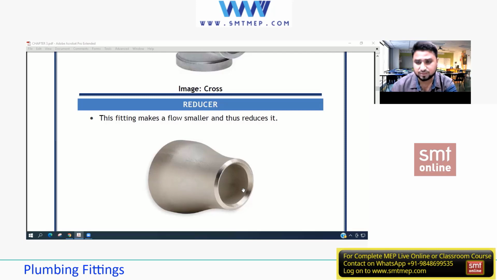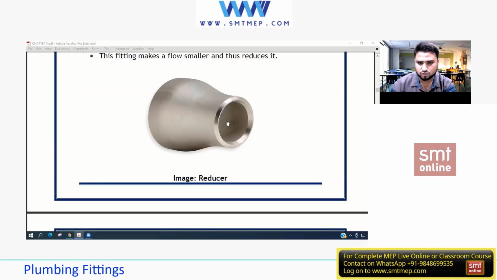Okay. And in this reducer also, we do have two different kinds of reducer. One is concentric and one is eccentric. Yes or no? Anyone? Yes, sir. This fitting makes the flow smaller and thus reduces it. That means when the water or the fluid is passing by, the fluid is becoming small, or else I can say where there's a shift in diameter in the pipe as per the routing, as per the calculation, we need to have a reducer over there.